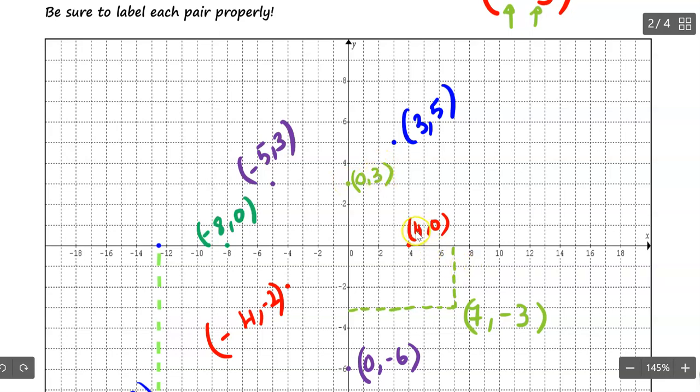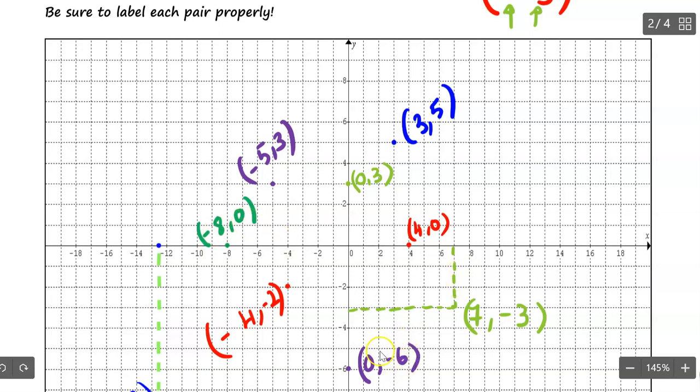The next one we are talking about is negative 8 and 0. So that means I go to the negative 8 of the x-axis, project onto this origin to meet the 0. So this point is negative 8 and 0. So the next part is 0 and negative 6.